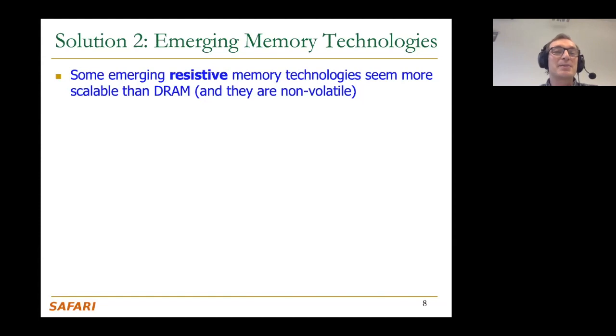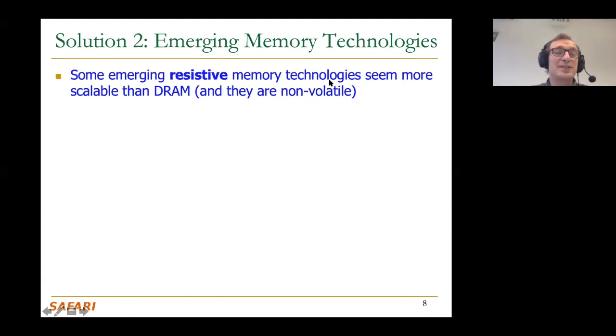Can we come up with some emerging memory technologies that are fundamentally better and that solve some of the problems? And some emerging technologies are actually very scalable compared to DRAM. Some resistive memory technologies, because they rely on resistance. We're going to talk more about that. I'm not going to go into a lot of detail. And they happen to be non-volatile also, which is a plus because DRAM is clearly not non-volatile. When you plug off the power, it loses data.